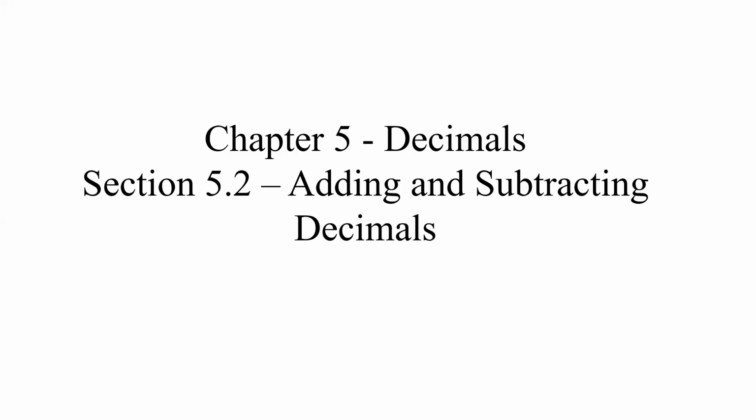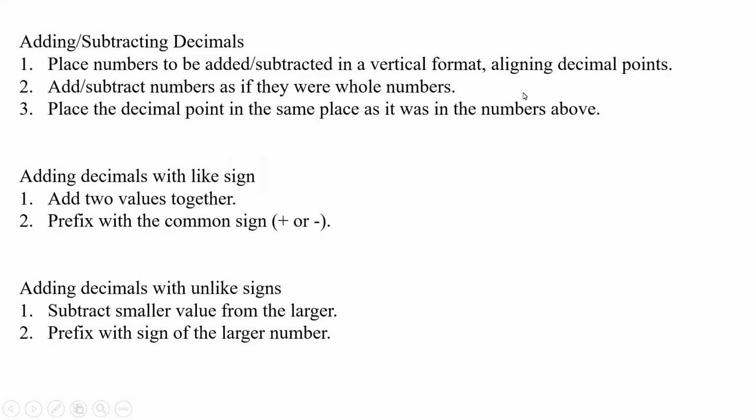All right, let's look at section 5.2, adding and subtracting decimals. So when we're adding and subtracting decimals, what we want to do is place the numbers to be added or subtracted in a vertical format, and we are going to align the decimal points. So that's the key, aligning those decimal points. And then we just basically add or subtract the numbers as if they were whole numbers, and then we drop that decimal place straight down from where it was, and that's going to give us our number when we add and subtract two decimals or more.